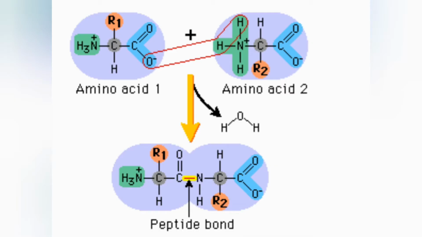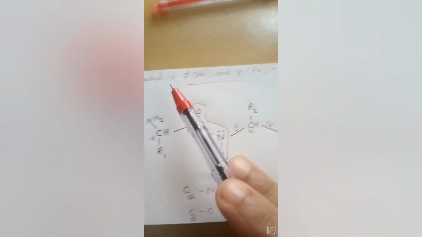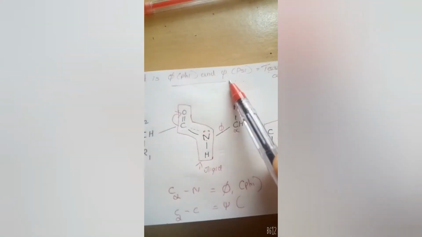Before entering our topic, let's look at how a peptide bond is forming. From this figure, you can clearly understand the formation of a peptide bond between the two amino acids by the process of dehydration reaction. Let's look at what torsion angles are, that is phi angle and psi angle.